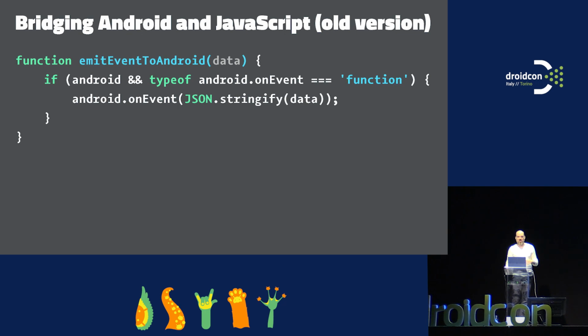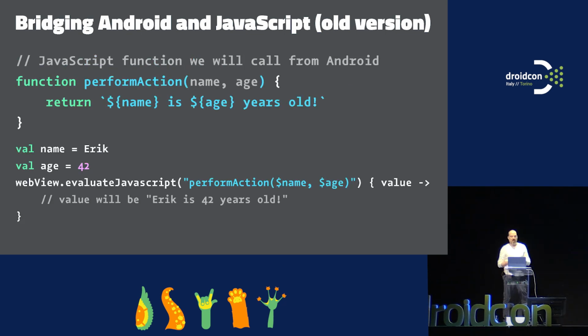Now, back to that one. How do we do it in the other direction? How do we call a JavaScript function from Android? We have a JavaScript function called performAction, taking a name and an age parameter, and it just returns a string. Super simple, but you can imagine the case can become more complicated in the real world. On the Android side, we call evaluateJavascript, and you actually have the string that you build up matching the actual invoke call.